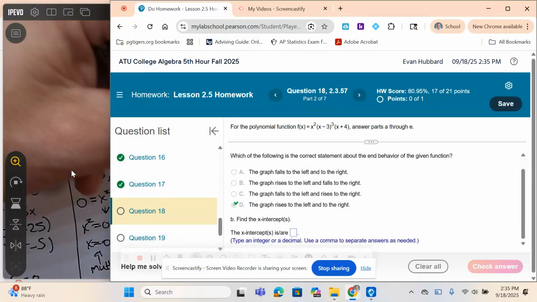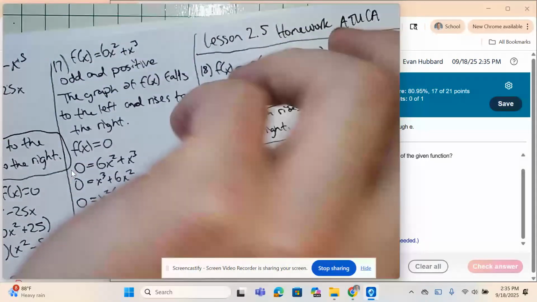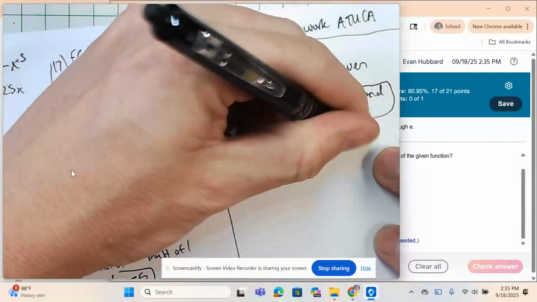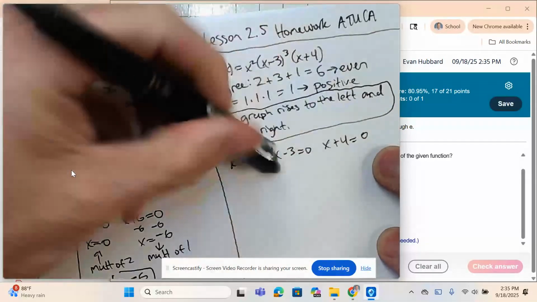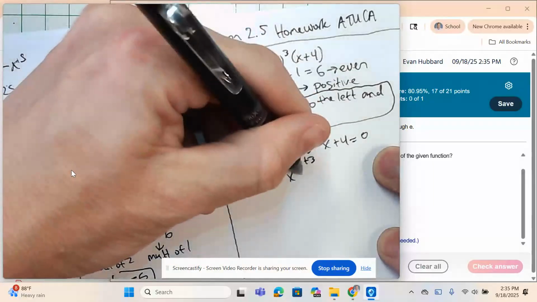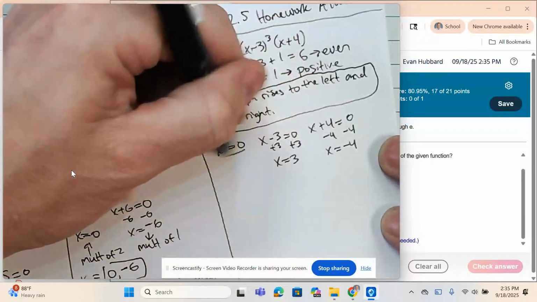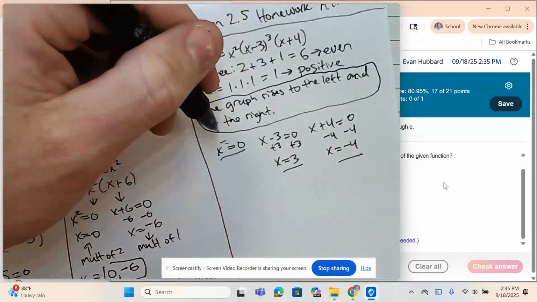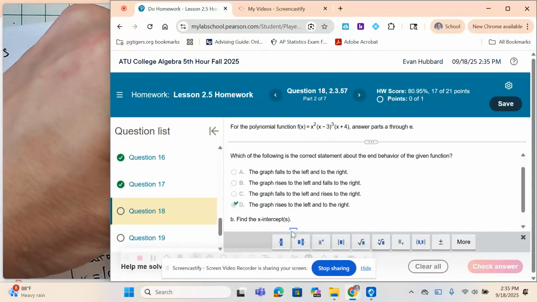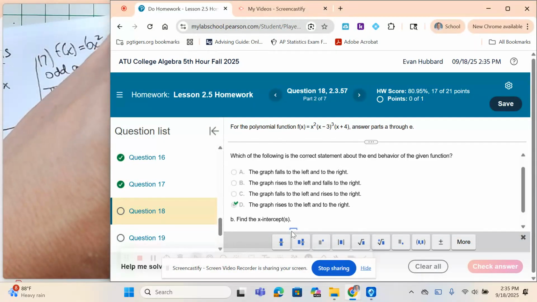All right, find the x-intercepts. So it's already in factored form. So you're just going to do x squared equals 0, x minus 3 equals 0, and x plus 4 equals 0. I'm going to ignore the squared there. So x equals 0. Add 3, x equals 3. Subtract 4, x equals -4. So my x-intercepts are -4, 0, and 3.